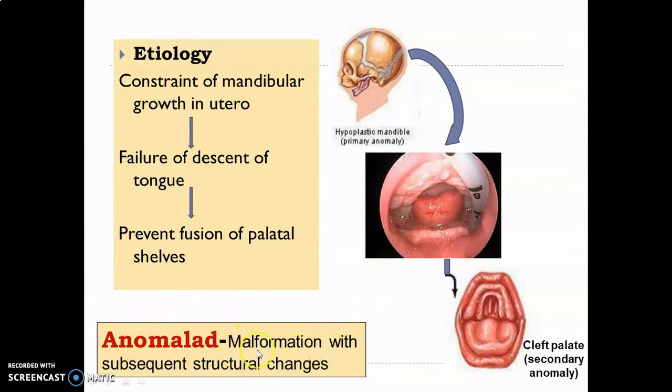There is malformation with subsequent structural changes. That means a primary anomaly results in other features of this particular syndrome. That's why it's known as an anomalad, not a syndrome. When we say syndrome, that means multiple symptoms arising because of a single pathogenesis. Here there is one single primary anomaly that will lead to other subsequent anomalies, which is known as an anomalad.